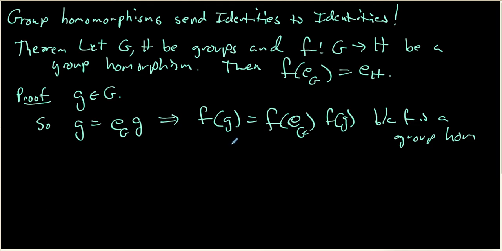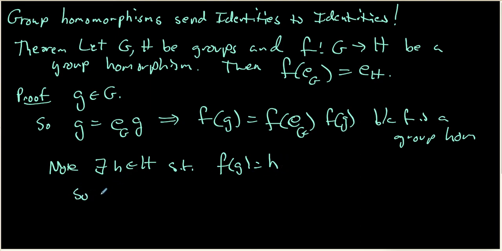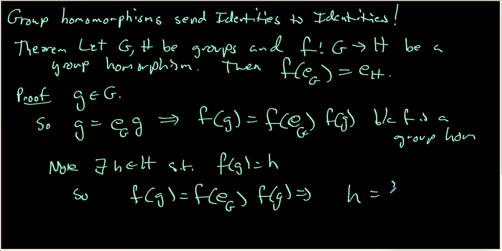Now, what I want to notice is that this particular element here lives inside group H. In other words, I'm going to make a note that there exists an h inside capital H such that f of g is equal to little h. So what we now have is that f of g equals f of e sub capital G times f of g, which implies that h is equal to f of e sub capital G times h.